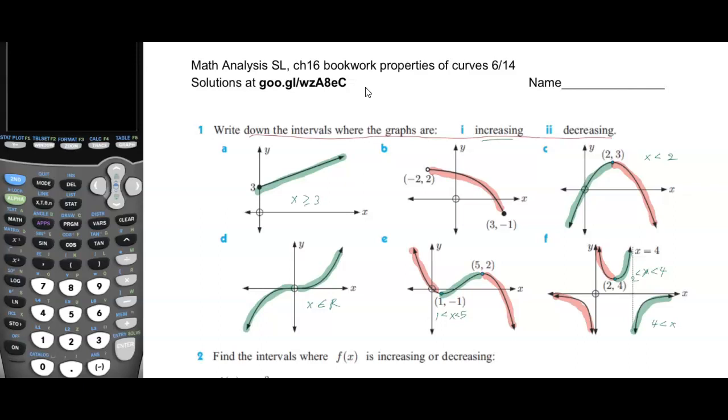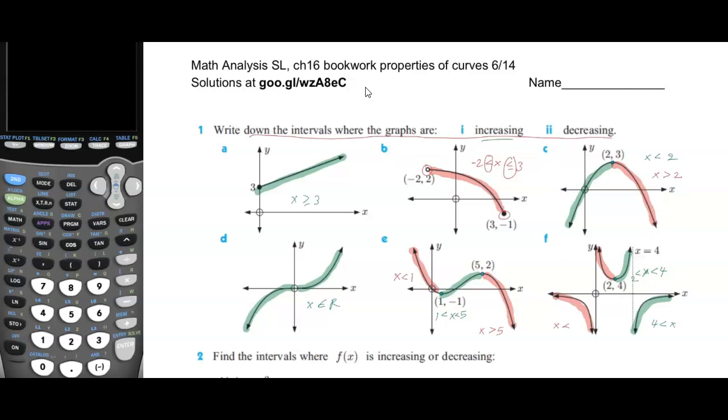So let's see, we would put -2 less than x is less than or equal to 3. Notice how this is an open point, so we put -2 is less than. And then here it's a closed point, so we said less than or equal to 3. Next one, we'll put x is greater than 2. For E, we will put x is less than 1, and x is greater than 5.